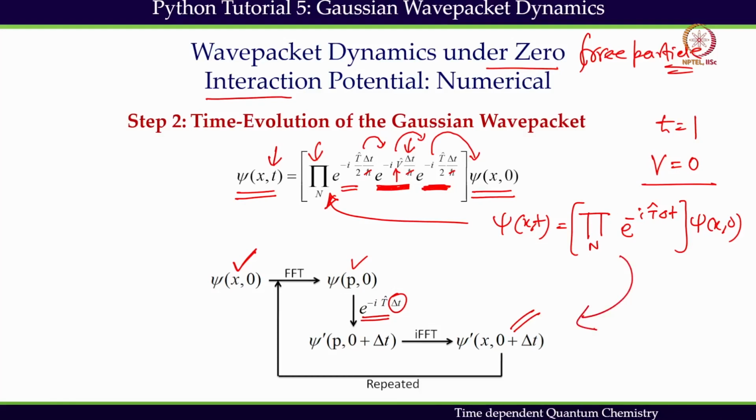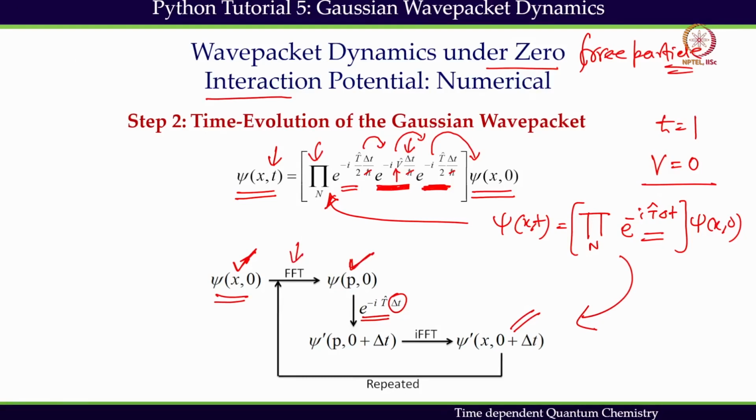So, explicit numerical steps are summarized here. We start with the initial wave packet, which is psi x 0. Then, because we have to carry out the kinetic energy part in the momentum domain, k domain or p domain, both are equivalent. Their expressions are different, but they are equivalent. So, we have to convert this one to the momentum domain, and that conversion can be done through fast Fourier transform. We are now familiar with it.